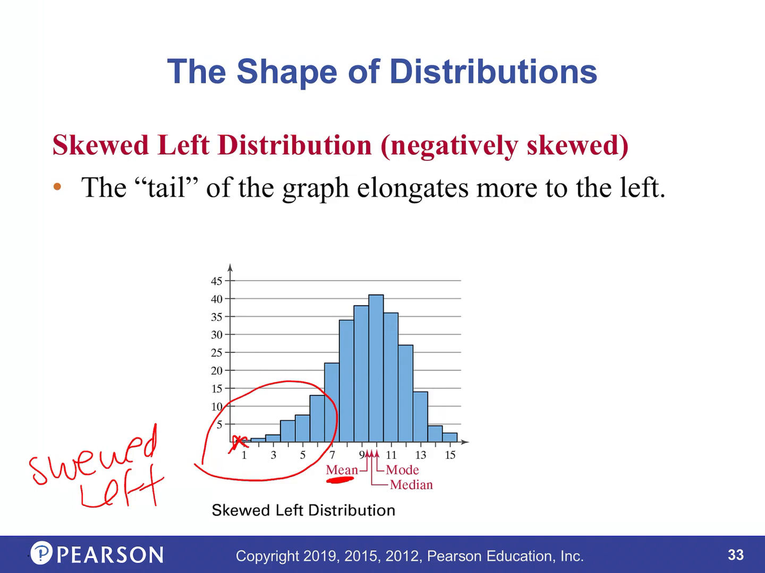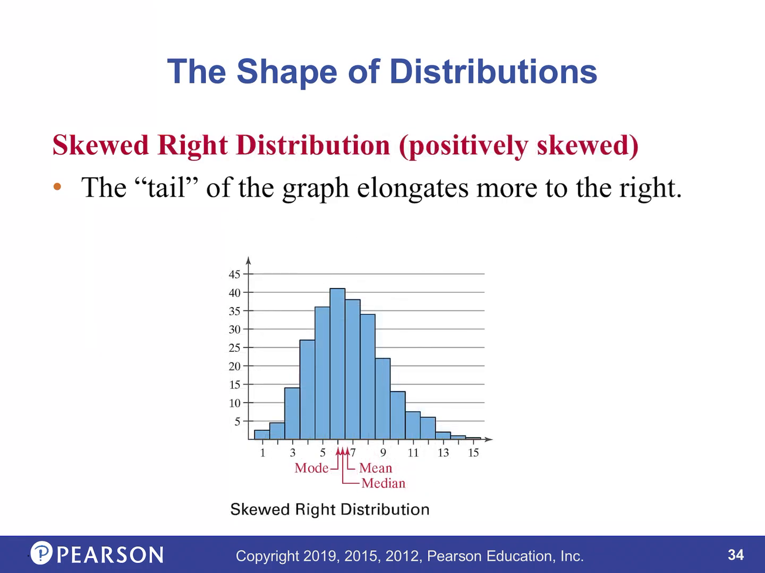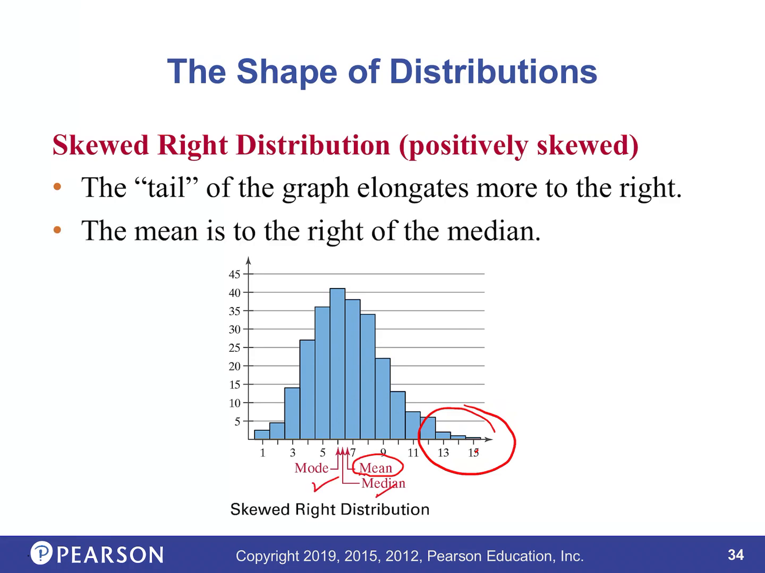And we have skewed left, or negatively skewed, so there's also skewed right. The tail of the graph elongates more to the right. So here we have a longer tail to the right. And like I said, your mean always follows your tail, followed by your median and your mode. The mean is to the right of the median.